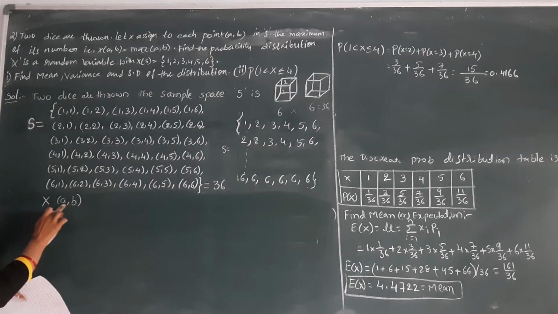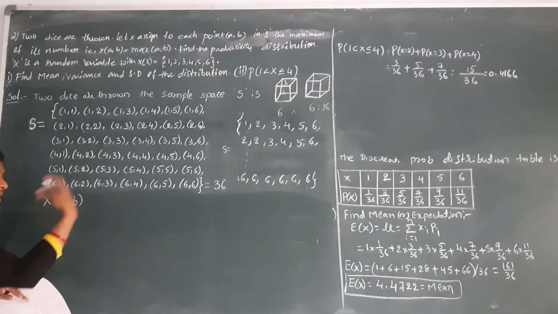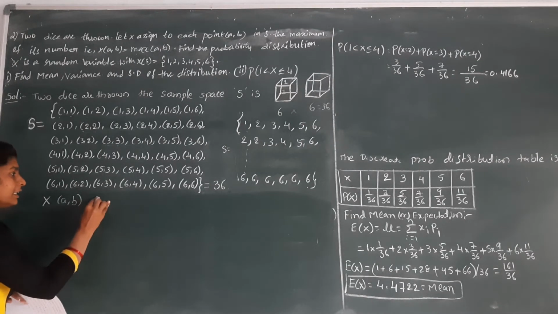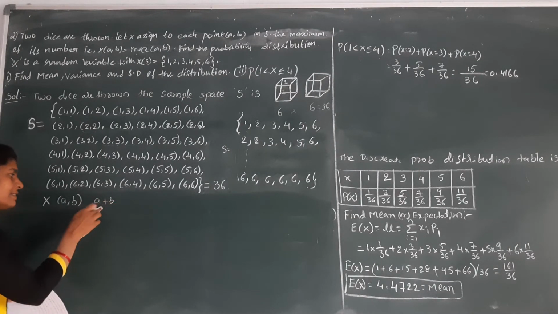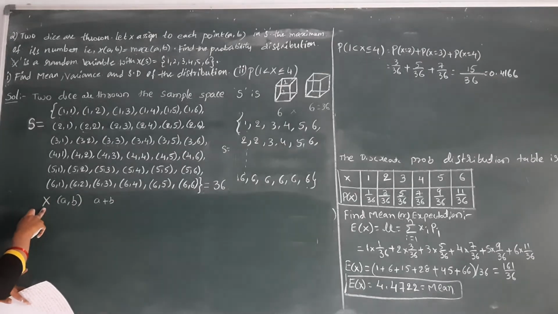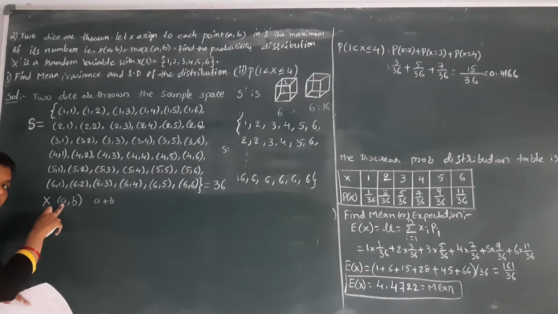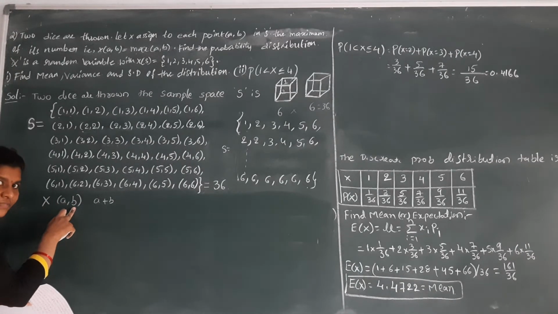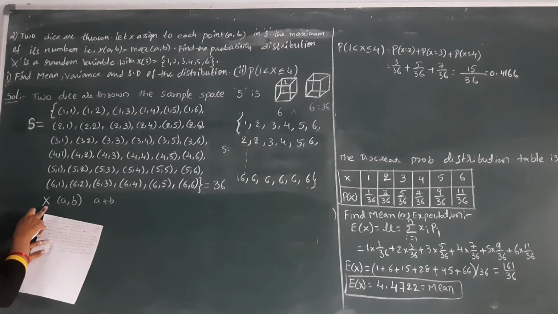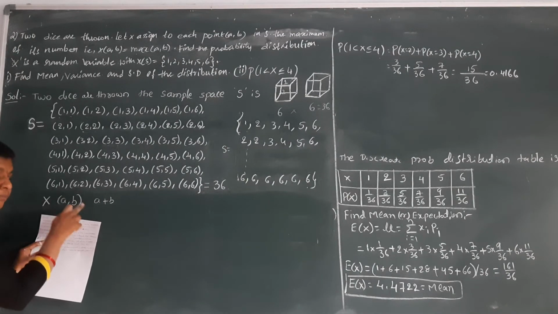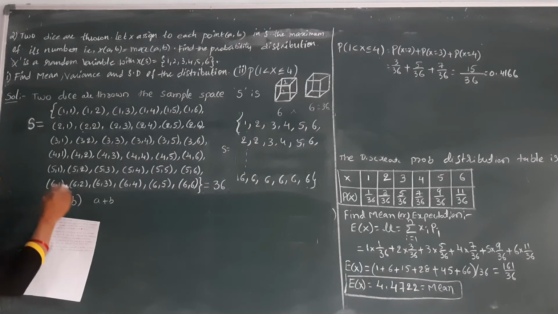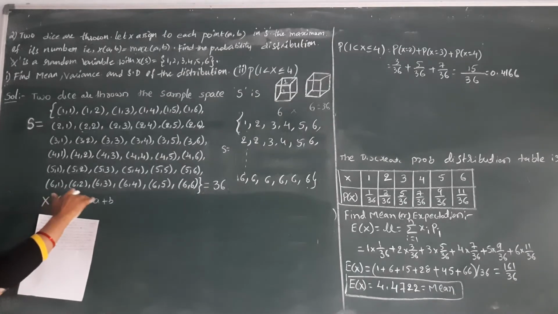Okay. So for example, A comma B are the faces of the 2 dice. That is nothing but what? A plus B is the X value. Okay. So A is the first die face, B is the second die face. Here X is nothing but the sum of the numbers on the faces of the dice.